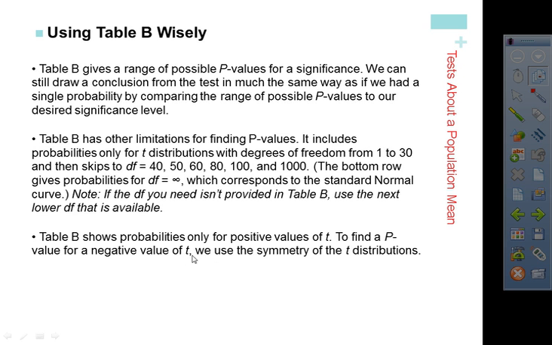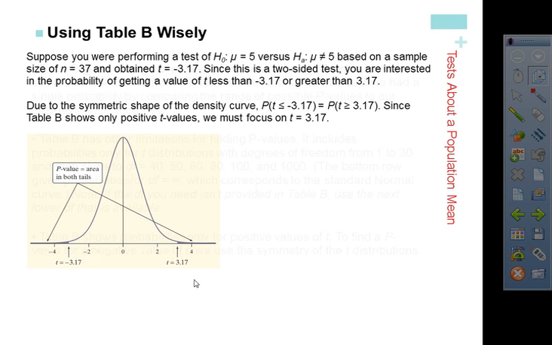Again, they only show positive values, so you have to remember that the t-distribution is symmetric, so if you have a negative t-statistic, you use it the same way. You just look up the positive values instead of the negative. It'll still give you the same probability in the tail.